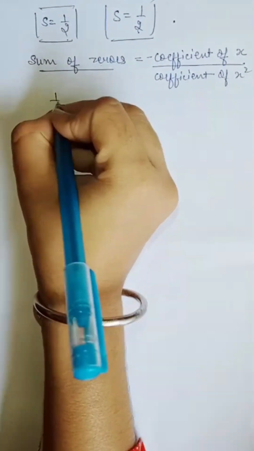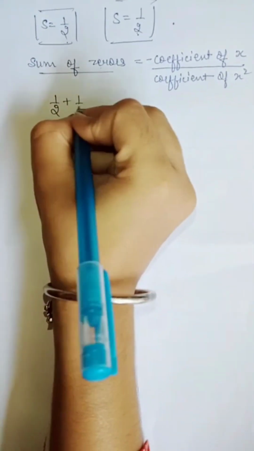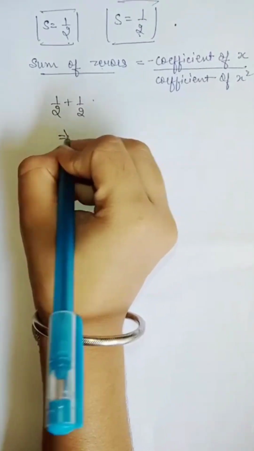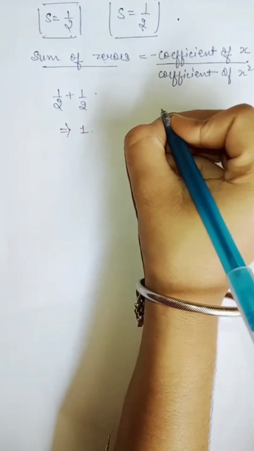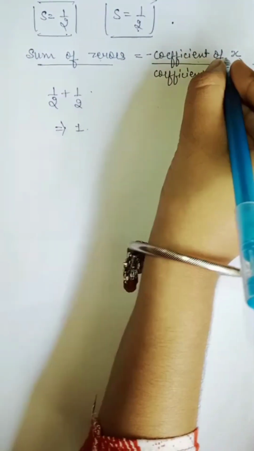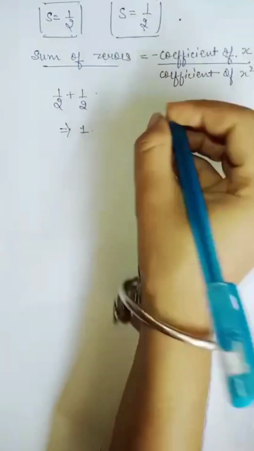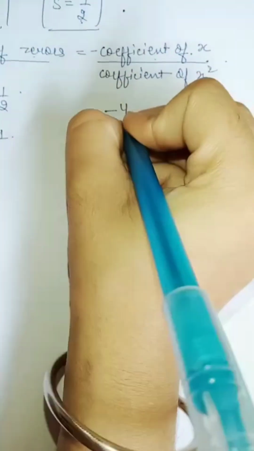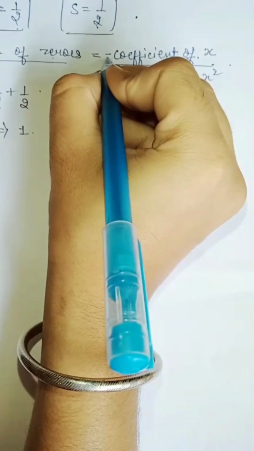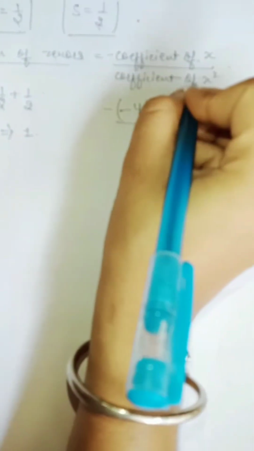So here let's do it. Sum of zeros, 1 by 2 plus 1 by 2. What will we get here? 1. Now we will do this. Coefficient of x. So what is the coefficient of x? So the coefficient of x is minus 4. And now we are having a minus here, so we will put this minus here upon coefficient of x square.